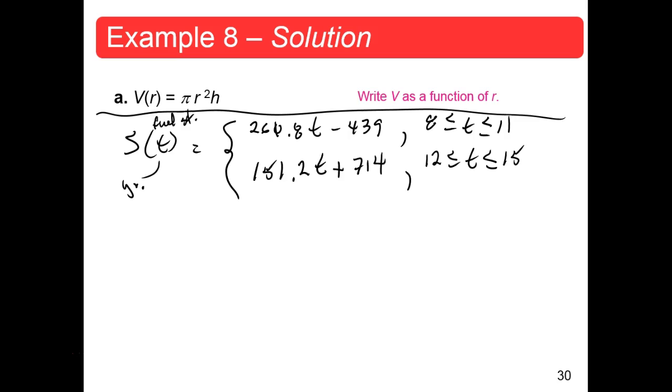151.2 times 12 plus 714. And what do you get? 2,528 stations who had ethanol or E85 in that year. Approximately. Okay? Approximately. Does that make sense? All right. You know how to do the rest of them? Knock yourself out. Do as many as you'd like just to get used to it.